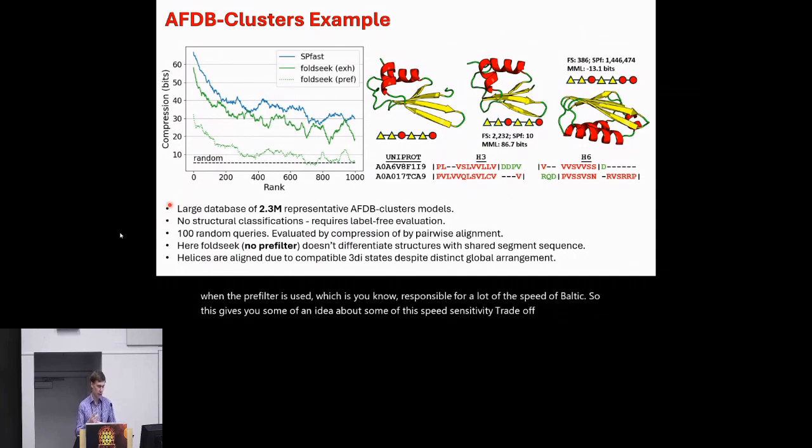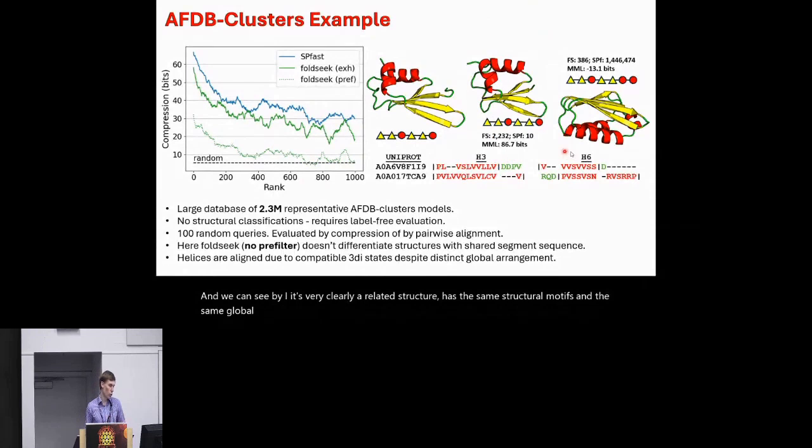But I also wanted to highlight this additional example. This is another example of one of the queries in this benchmark. It has this beta-beta alpha repeat structural motif. And when I search against the representative structures from AFDB clusters, this is one of the top ranking hits by SPfast. And we can see by eye, it's very clearly a related structure, has the same structural motifs and the same global topology. And it is adjudicated as a good quality hit by this orthogonal method. And it is found as high ranking by SPfast, but it's outside the top 2000 by FoldSeek, even without the pre-filter.